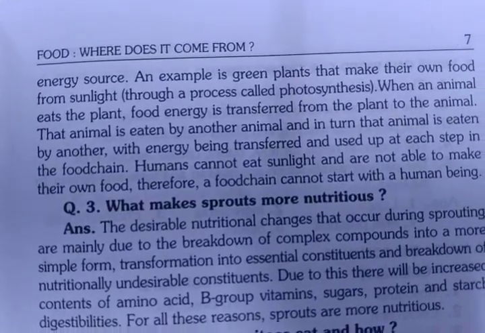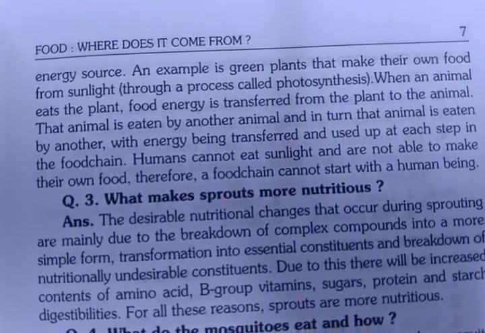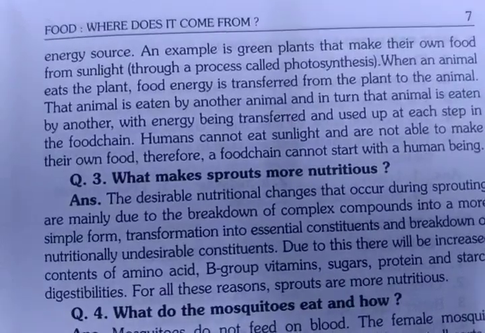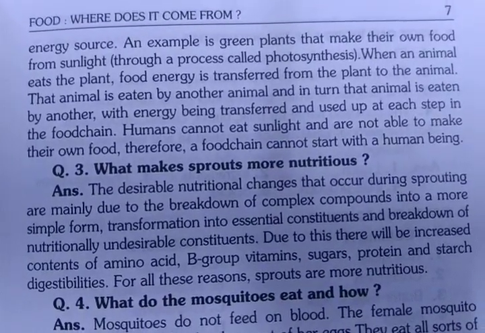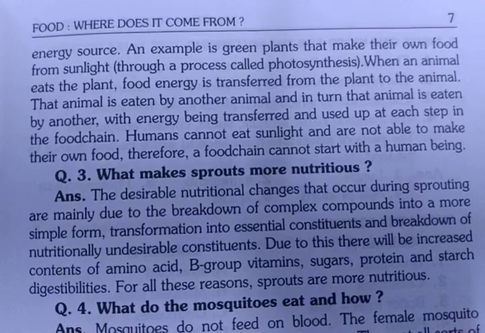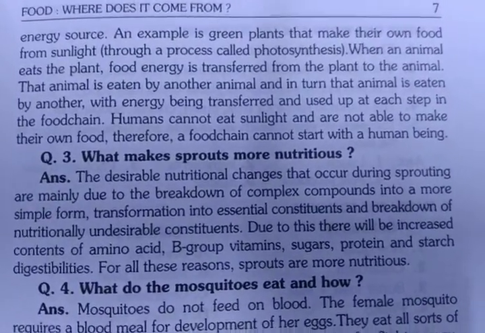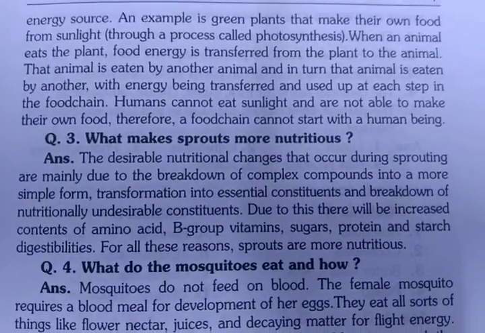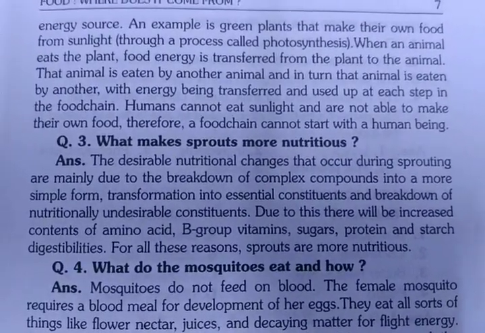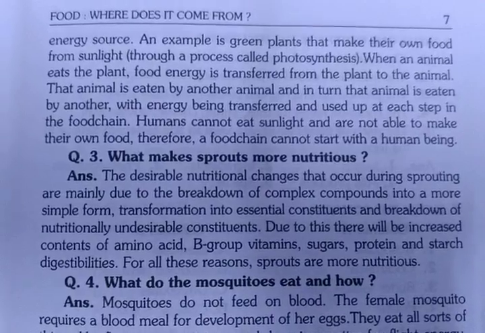When animals eat the plants, food energy is transferred from the plants to the animals. The animal is eaten by another animal, that animal is eaten by another, with energy being transferred and used up at each step of the food chain. Humans cannot eat sunlight and are not able to make their own food. Therefore, a food chain cannot start with a human being.